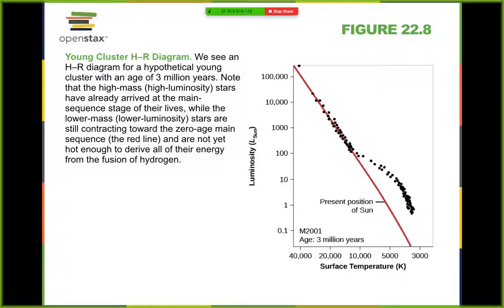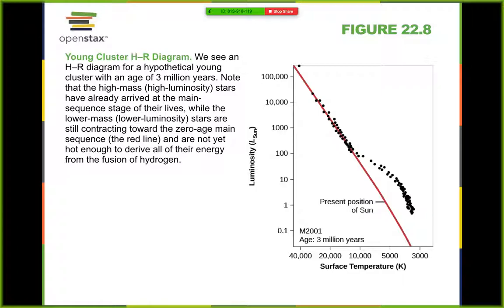The ones in the far lower right-hand side are pre-main sequence. The ones in the middle are main sequence. And the one up there is a supergiant. So although they have the same age, they are at different stages in their evolutionary path. So what makes them different? What makes them different is mass.